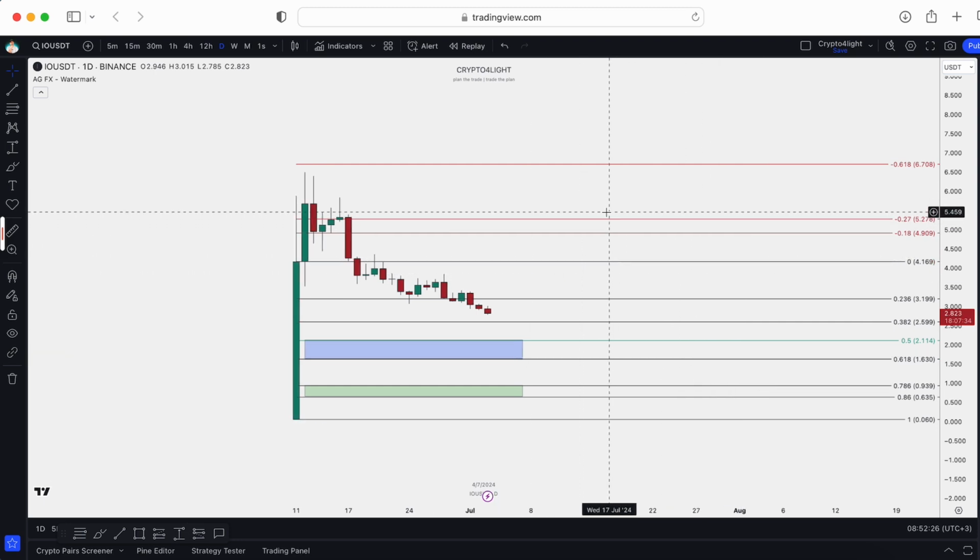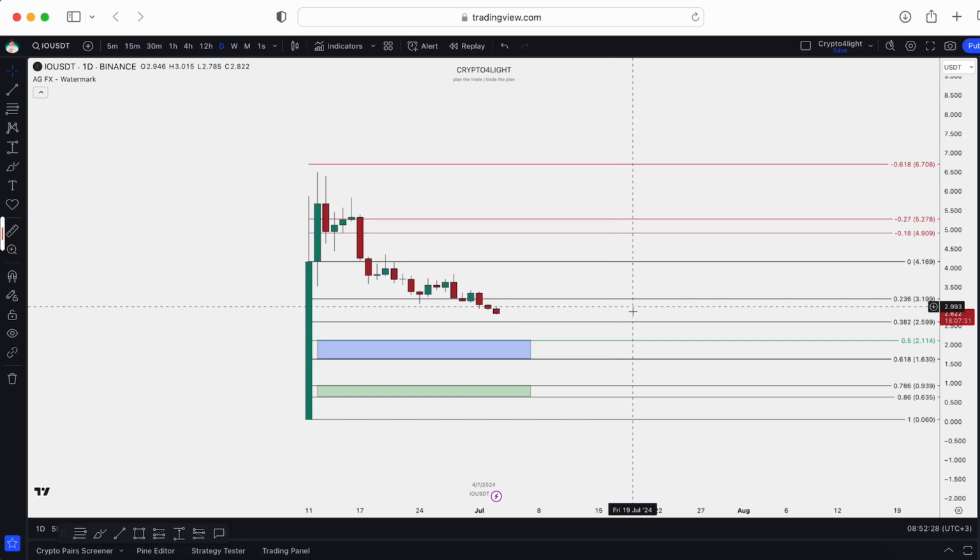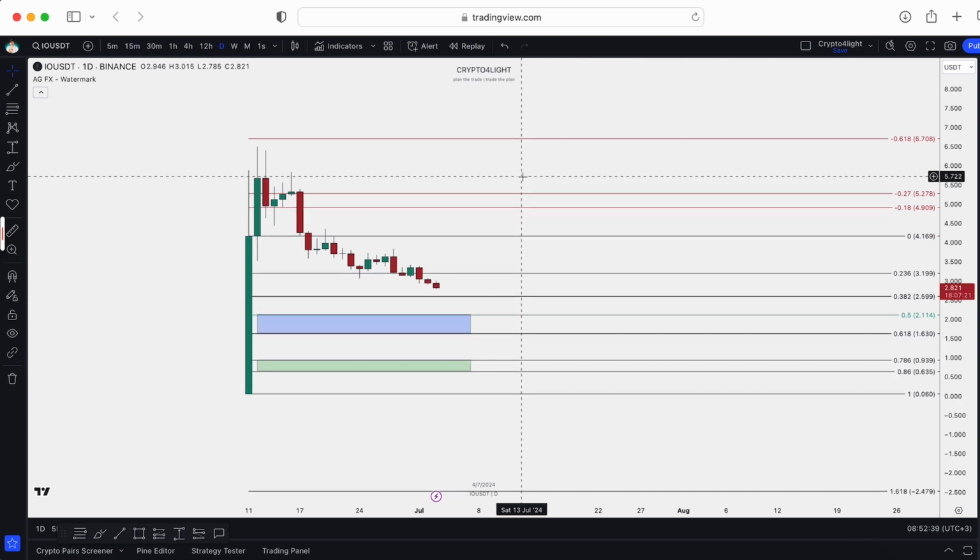It's just a matter of time, you know. So if you always want to accumulate IO as much as possible, just mark your levels and start to accumulate step by step, even using a DCA strategy. But I recommend you start using a DCA strategy from your personal zone of interest.